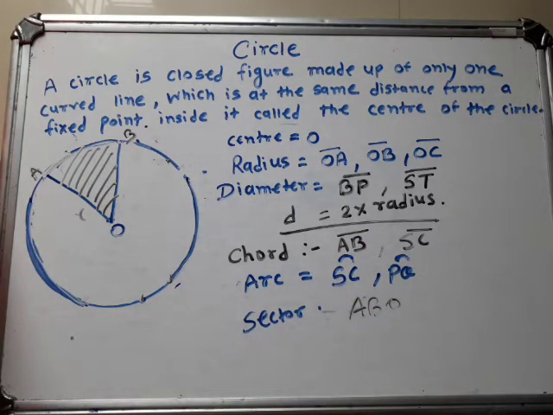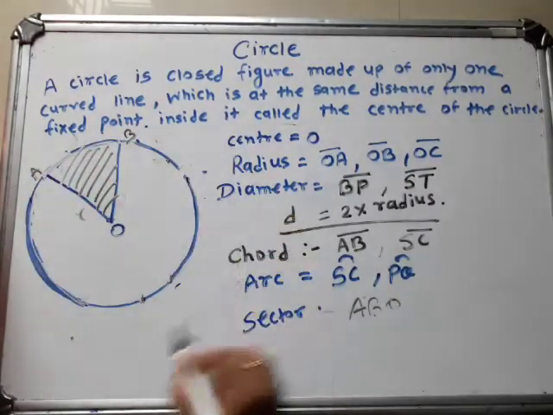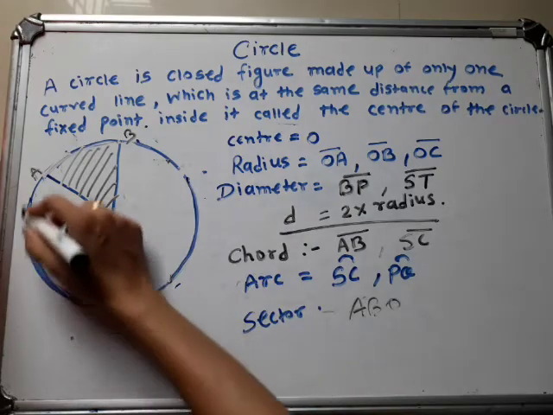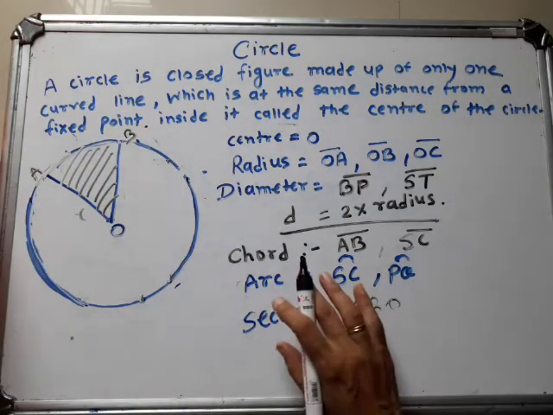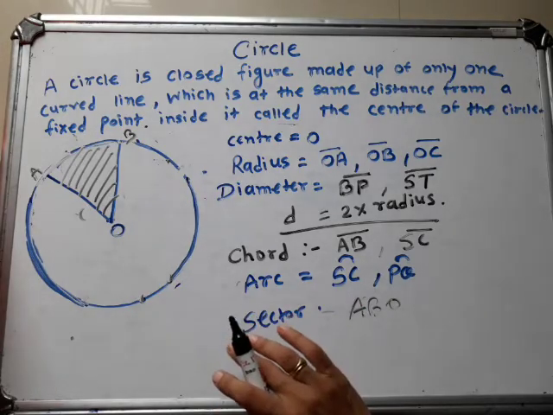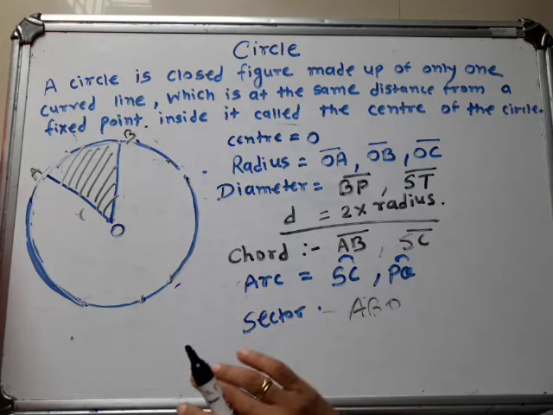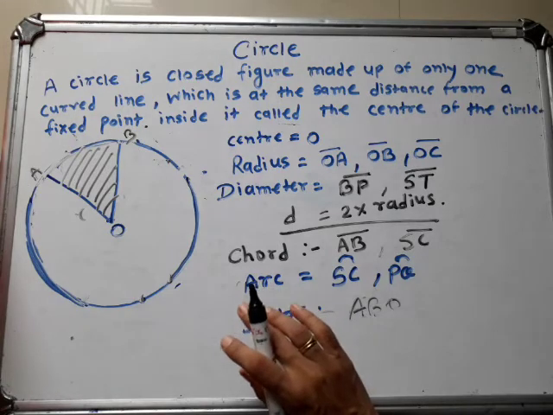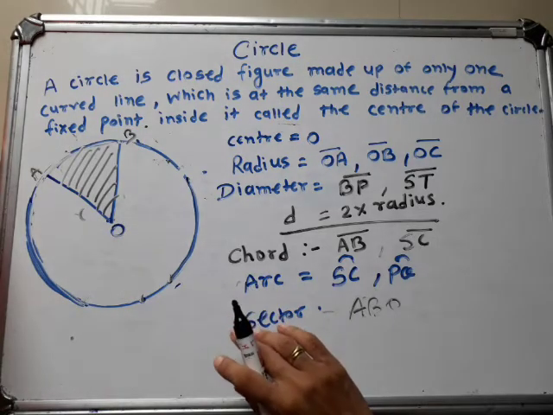Now, the distance around the circle is called the circumference. This curved line is called the circumference. Okay, so now we know the information about the circle. I will send you all the information. You have to write it down in your notebook.